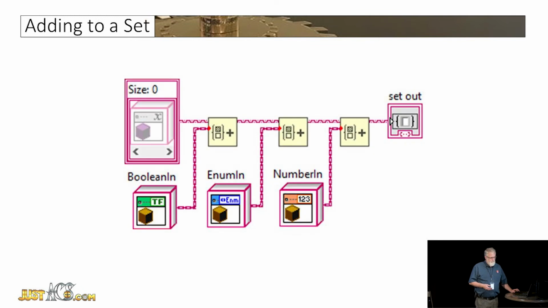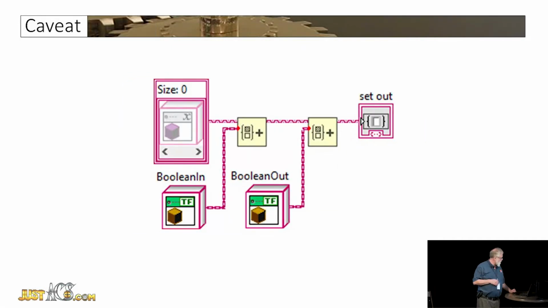Building up a set, it's real simple. You can imagine sticking this into a for loop instead. I'm just going to add this element to my set. I declare the set type and just add elements to it. Now, pop quiz for the room. I run this code. How many elements are in my set when I'm done?